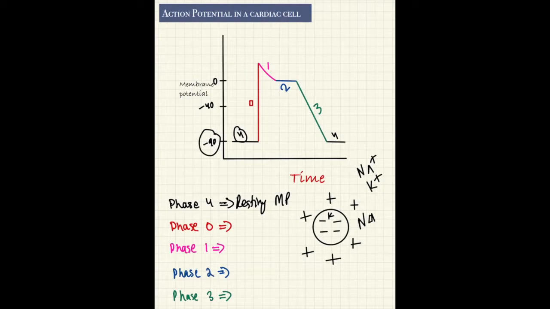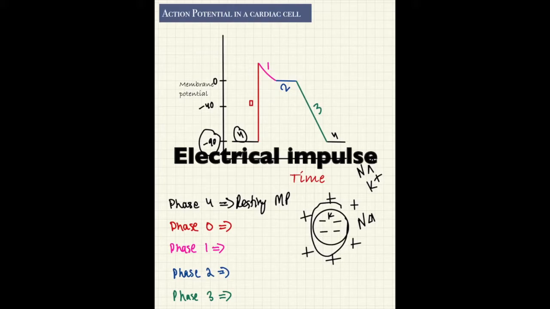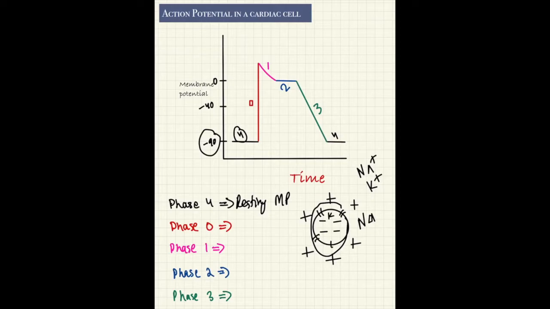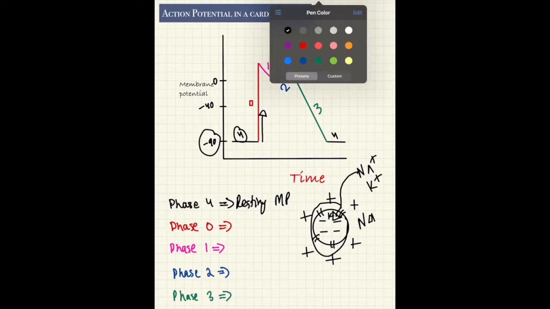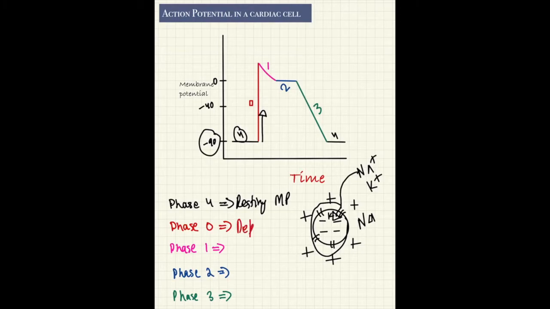Now, moving on, once this cell gets an impulse, it gets activated, the sodium channels open up and it allows the sodium to come inside. Now, once the sodium ions start coming inside, the cell becomes positive and it starts going up, as you can see in phase 0. This process is called depolarization.